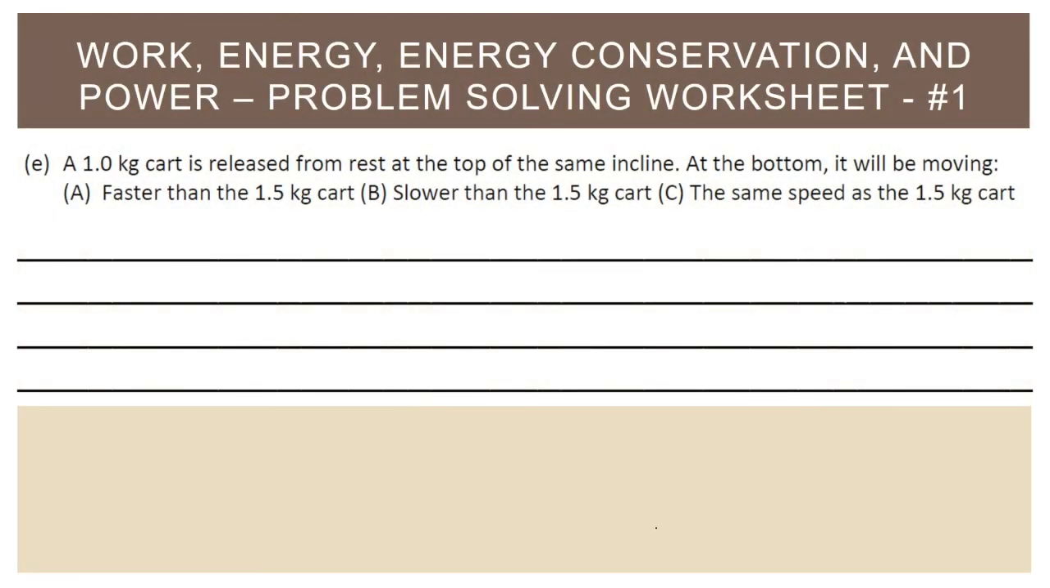Okay, part E, the last part of this first problem here, says a 1.0 kilogram cart is released from rest at the top of the same incline. At the bottom, it will be moving faster than the cart, slower than the 1.5 kilogram cart, or at the same speed as the 1.5 kilogram cart. Take a second to pause this video here and think about this one. Try to come up with an answer and an explanation. And when you hit play, we'll go over it.